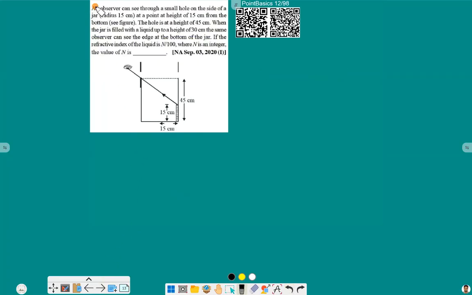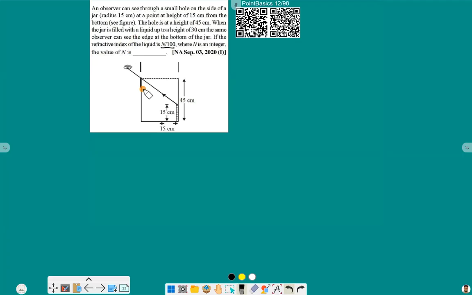In the next one, an observer can see through a small hole on the side of a jar, radius 15 centimeter, at a point at a height of 15 centimeter from the bottom. The hole is at a height of 45 centimeter. When the jar is filled with a liquid up to a height of 30 centimeter, the same observer can see the edge of the bottom of the jar. If the refractive index is n by 100, where n is an integer, find the value of n.